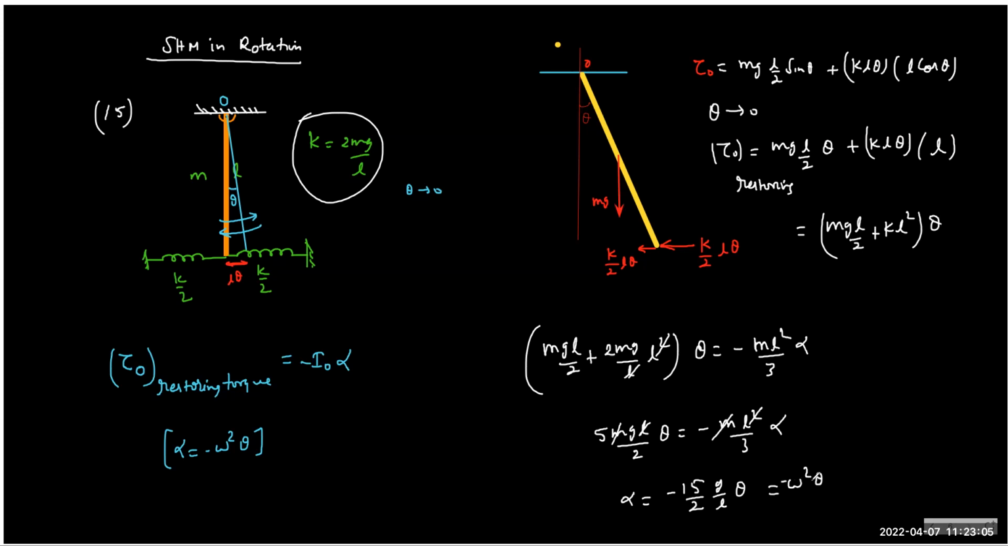And if you compare with minus omega square theta, you can get easily your answer, which is omega square equals 15 g by 2l. The time period is 2 pi under root... how much? I don't know. Can you check the answer? Check if you have done some calculation mistake, you can rectify. So 75, okay, maybe they have done some more calculation. What are they asking? This is the time period. Something different?